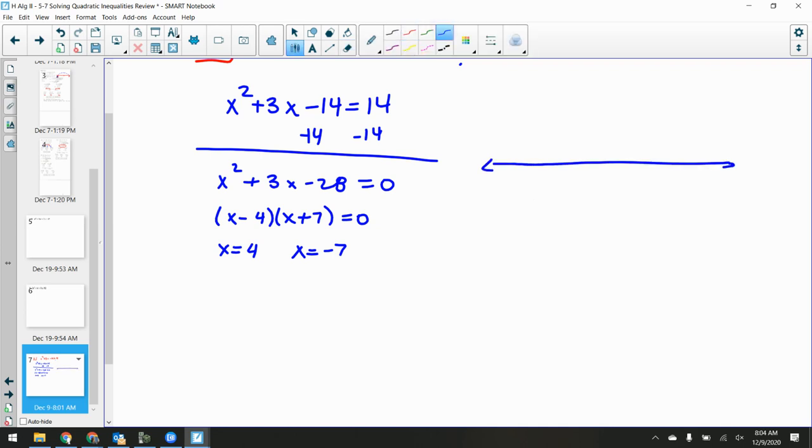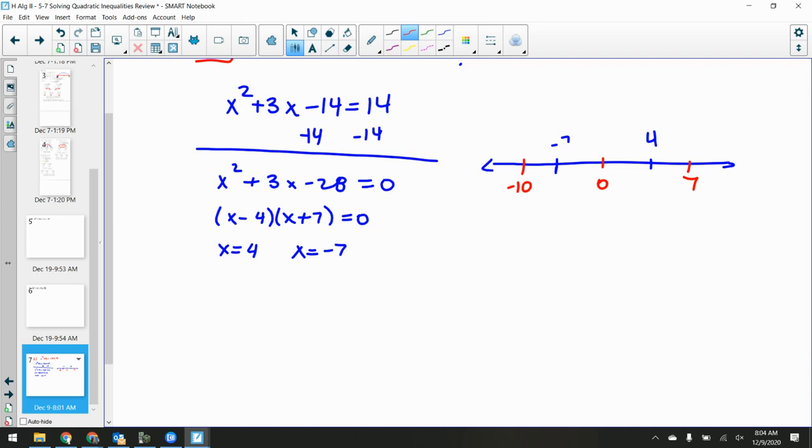Okay. And let's plot negative 7 and positive 4. And let's pick 3 testing values. One to the left, one in the middle, and one to the right. Something to the left of negative 7. What do you guys want to choose? Negative 10. Okay, let's go. What do you want to do between negative 7 and positive 4? 0. Thank you for choosing 0. What do you want to do above 4? 7. Okay.